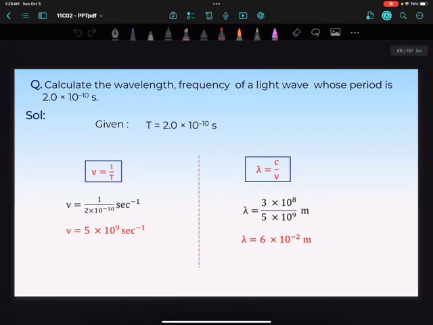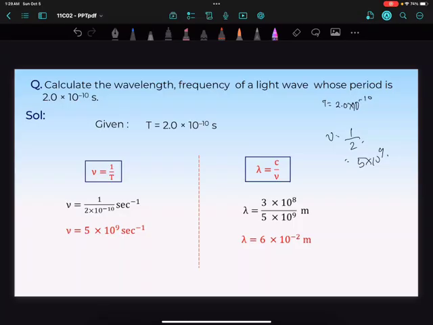Okay, so here they have given the wave. We have to find the wavelength and frequency of the light whose period is given. So period means time, they have given. Time is equal to 2.0 into 10 raised to power minus 10. Time is inversely proportional to the frequency. So frequency is 1 by 2, which comes as 5 into 10 raised to power 9.